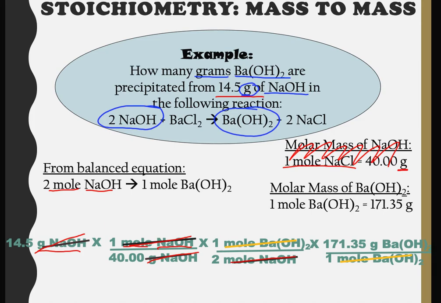So there's a question on where did I get the 14.5? It's in the problem. Look in the blue oval at the top. The 14.5 is from the problem. So when I solve this, I get an answer of 31.1 grams of barium hydroxide.